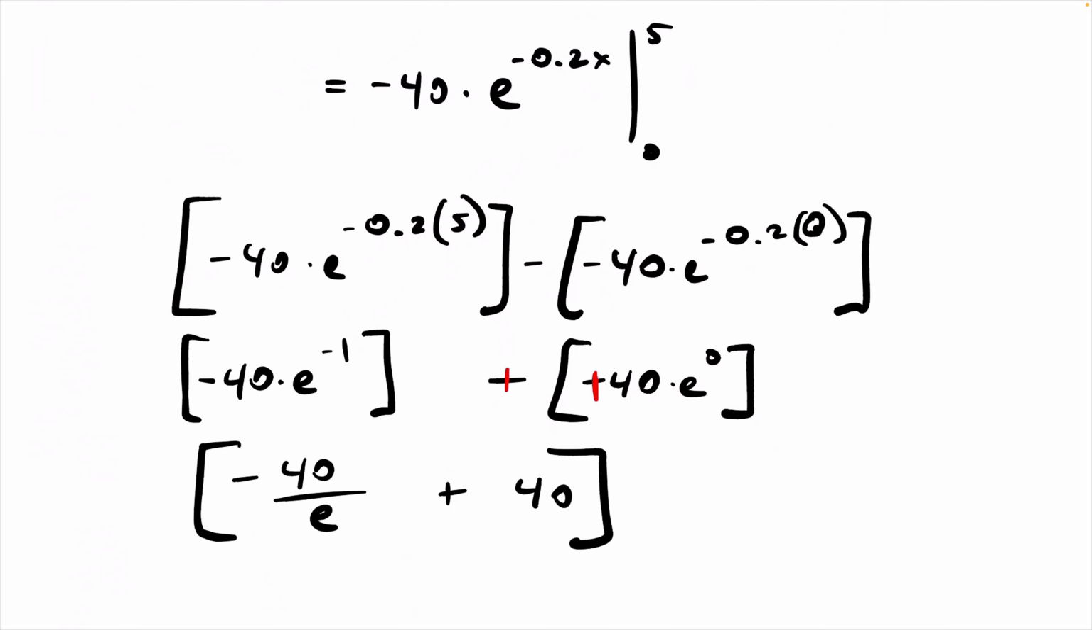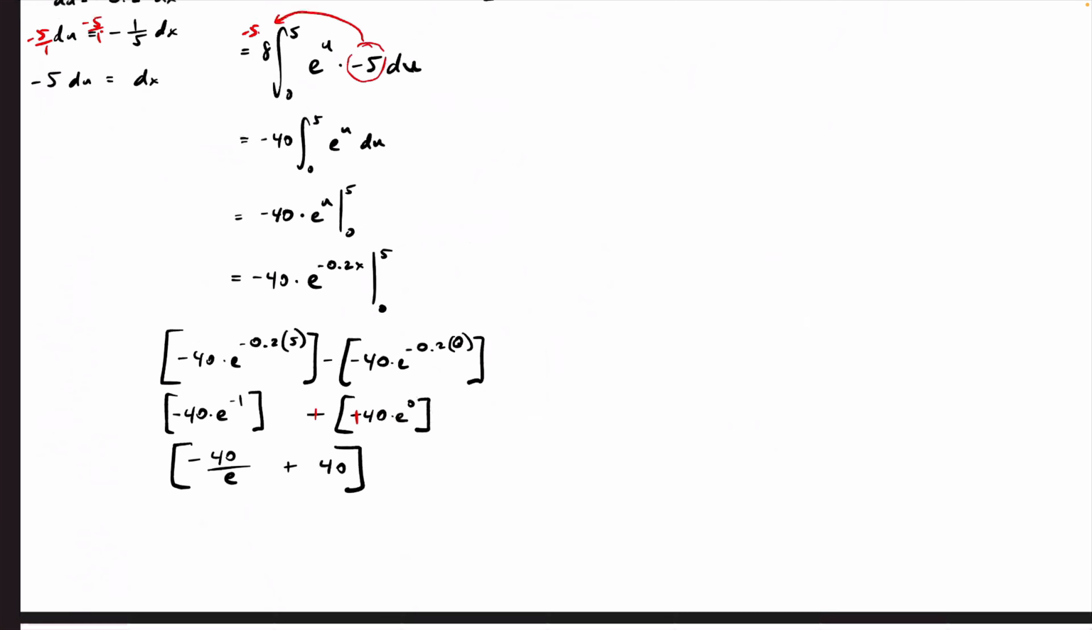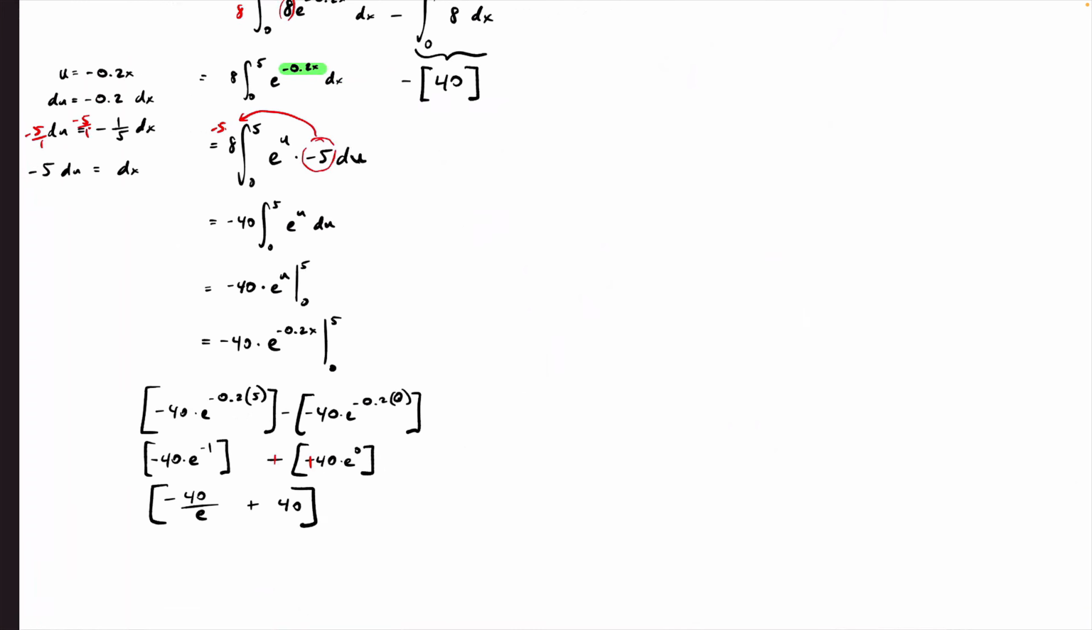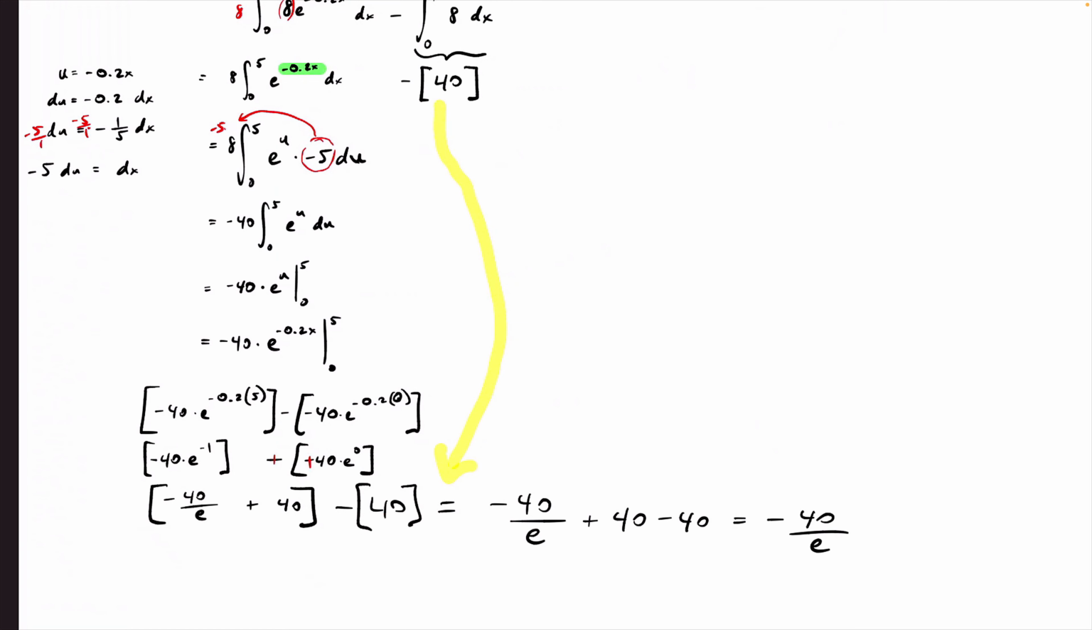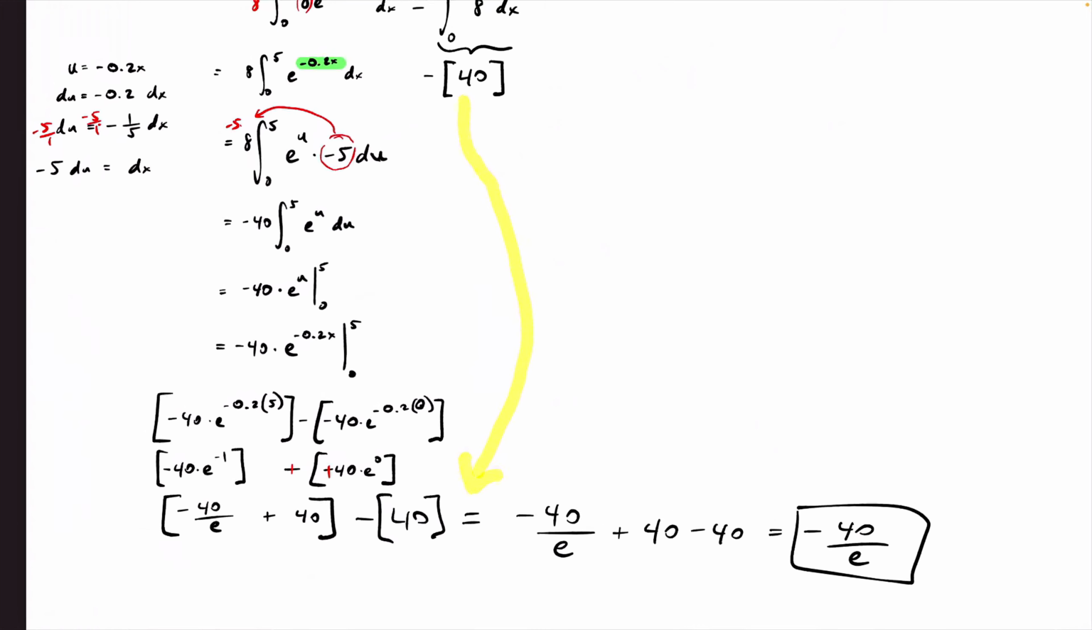Add that to the other. Bring this guy down that we haven't even talked about for a while because we put it to the side. Minus 40. So the 40s will cancel out. So negative 40 over e plus 40 minus 40. The 40s cancel out, and you get negative 40 over e. Yeah, but it's negative.